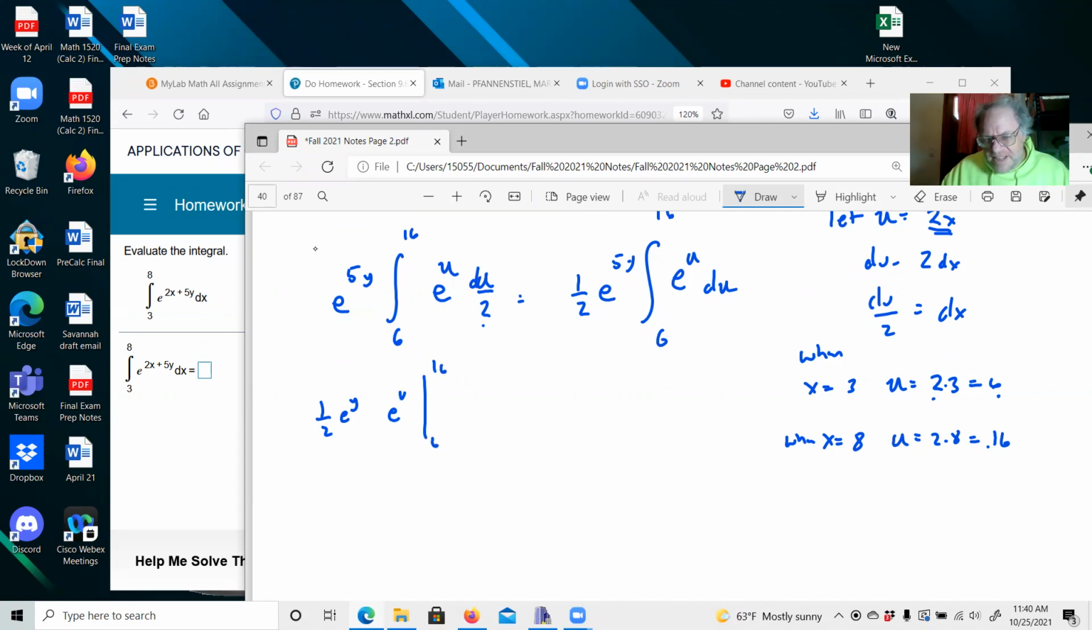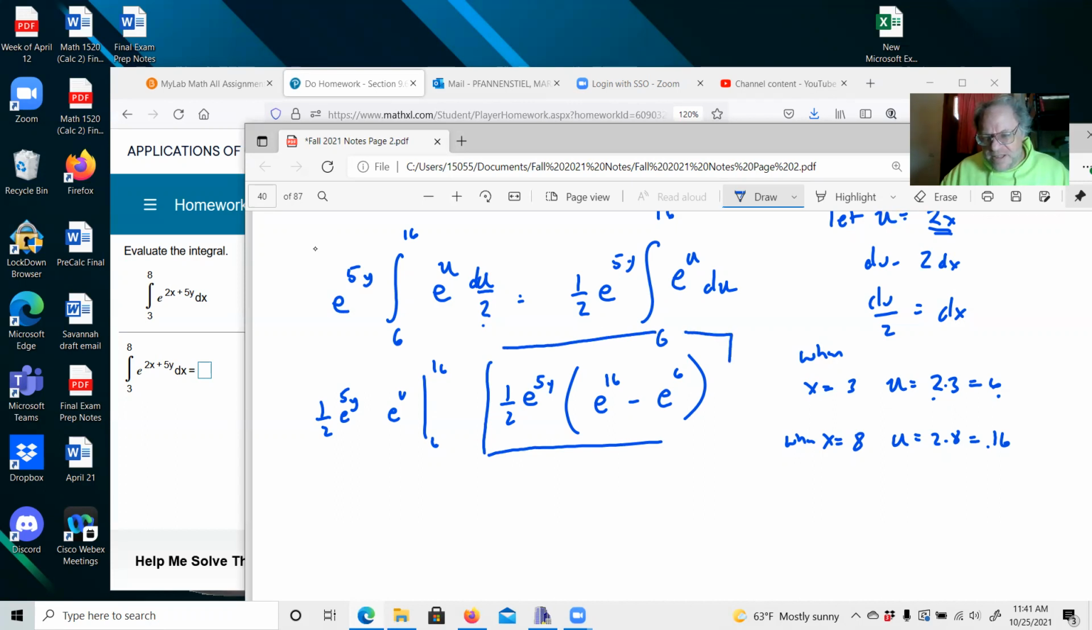All right, so this is 1/2, e to the 5y, and then here we have e to the 16th, that's a huge number by the way, minus e to the 6th. There's really not a whole lot we could do with this. I mean, there's a couple of things we could do, but I don't think there's anything we really want to do with that. Why don't we just leave that there for the best?